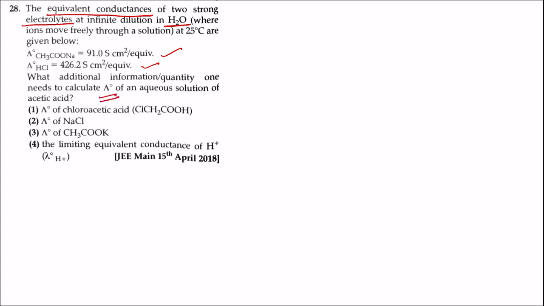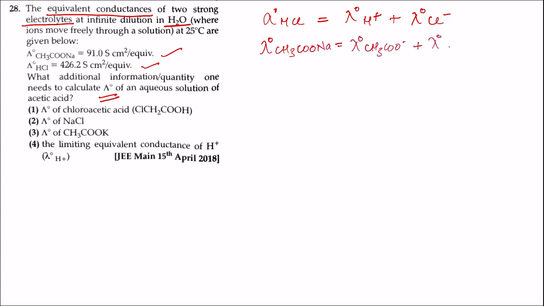This is the symbol for limiting molar conductivity. Limiting molar conductivity of HCl will be equal to the conductivity of H plus ions plus the conductivity of chloride ions at infinite dilution, and the limiting molar conductivity of sodium acetate is equal to the conductivity of acetate ion plus the conductivity of sodium ions. On adding these two, these are the conductivities at infinite dilution, molar conductivity at infinite dilution.